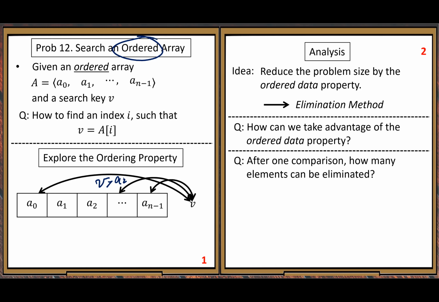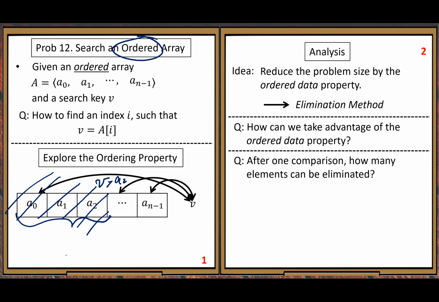If V is greater than A2, then V cannot appear in this part, including A2. So let's cover more elements, including A2. V cannot appear there. That means all these elements can be eliminated. That's our elimination method. All those elements can be eliminated.